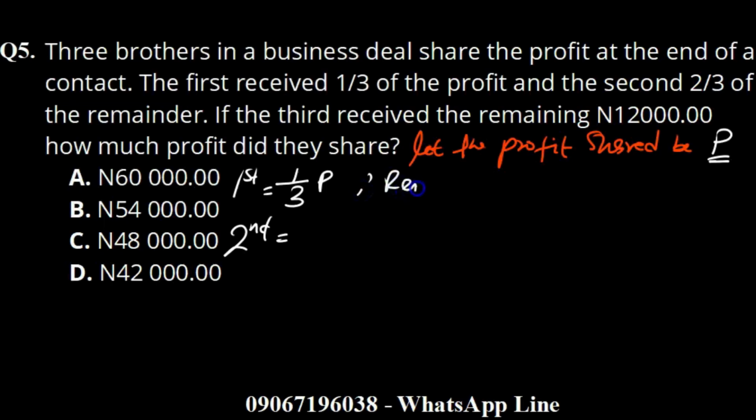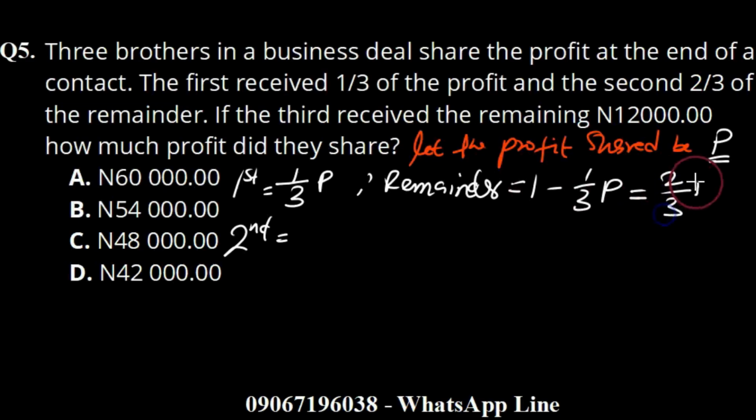So the remainder after the first person has taken will be 1 minus 1/3 P. After the first person has taken 1/3 of the profit, the remainder is going to be 1 minus 1/3 P, and this will give us 3 times 1 is 3, 3 minus 1 is going to give us 2/3 P. So this is the remainder. Take note because we need to work with the remainder. Now we are told that the second person takes 2/3 of the remainder.